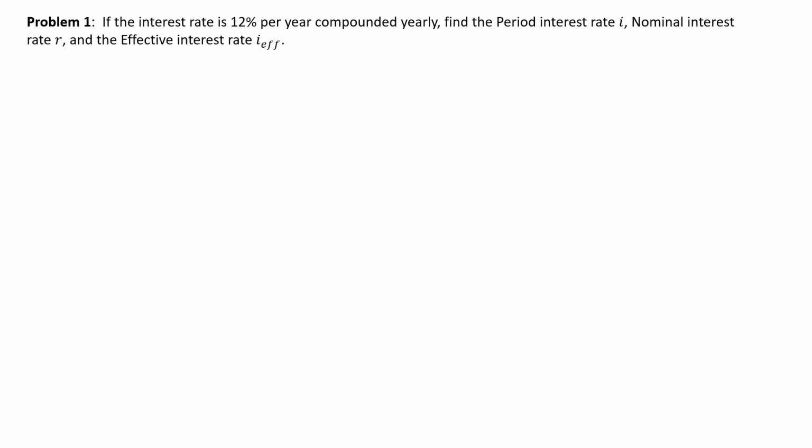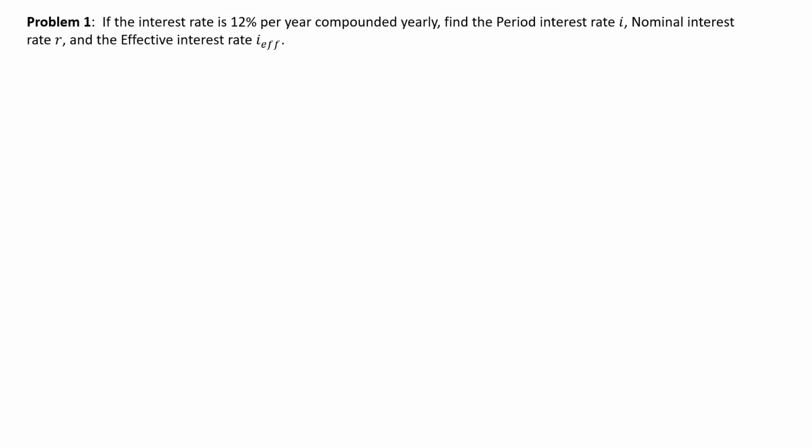If the interest rate is 12% per year compounded yearly, find the period interest rate I, nominal interest rate R, and the effective interest rate I effective. This is another reason I said, let's be very clear about all this: I, R, I effective, R over M, all these things.